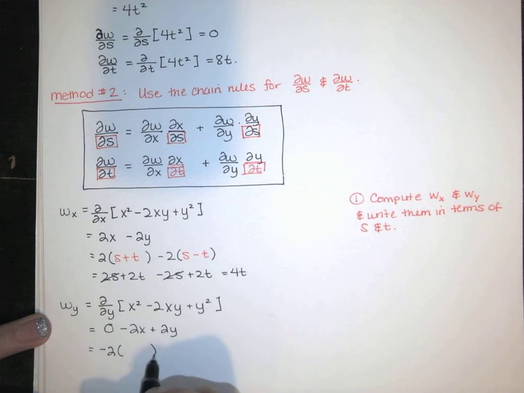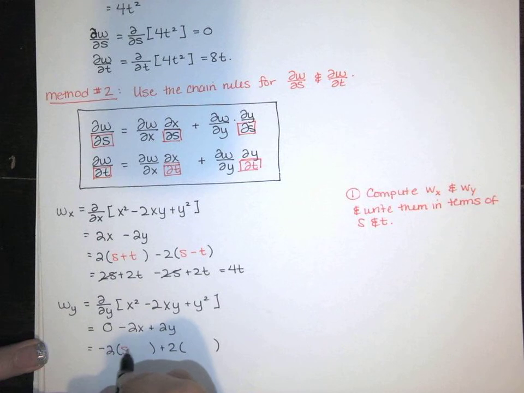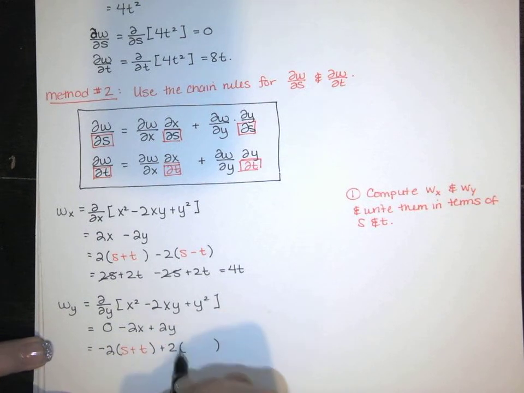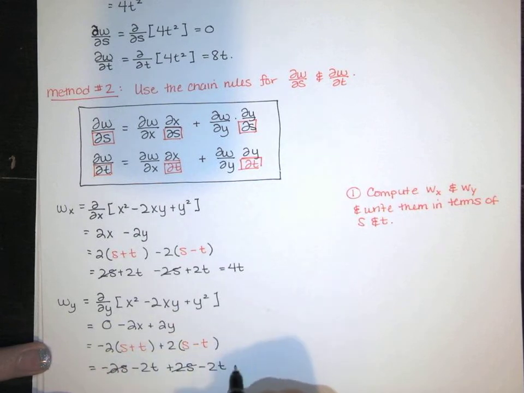Now that's my answer, but I want to replace x with whatever it was in terms of s and t, and replace y with whatever it was in terms of s and t. So we'll distribute the negative 2, distribute the positive 2, the s's reduce again, and we get negative 4t.